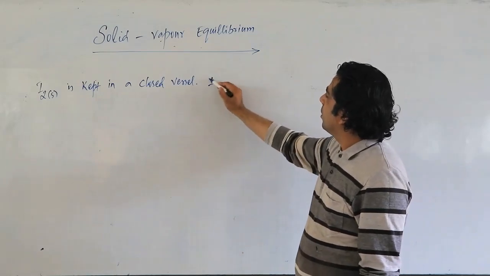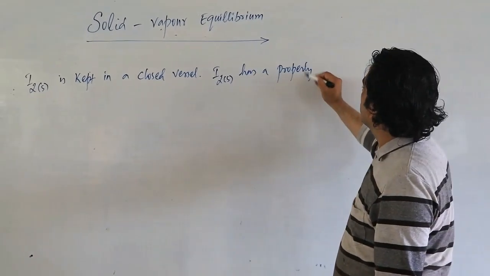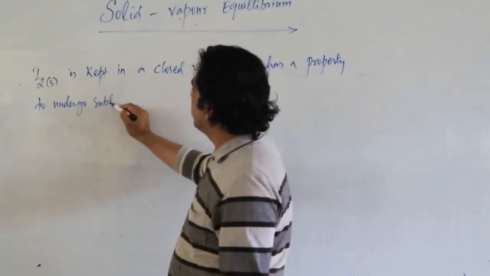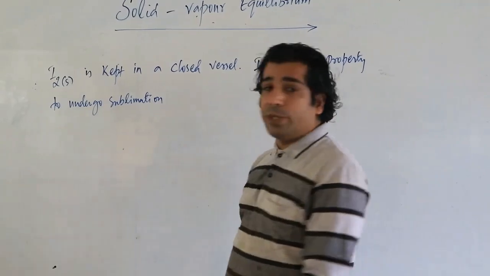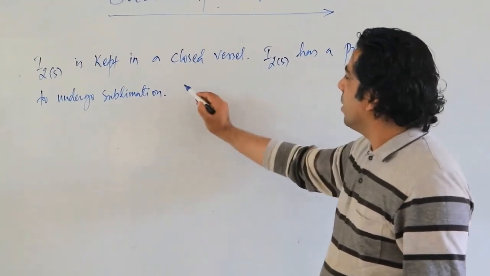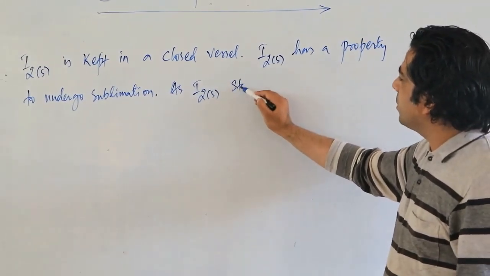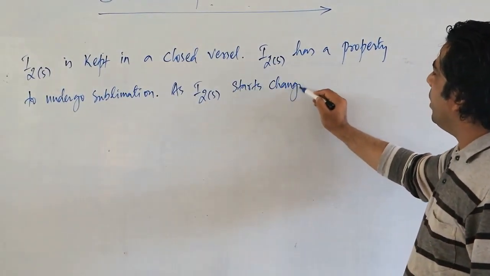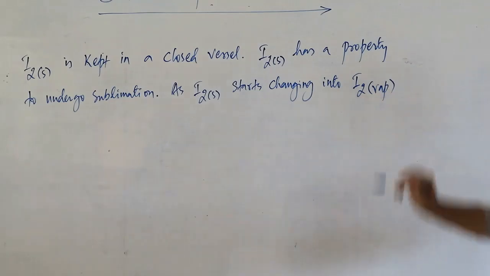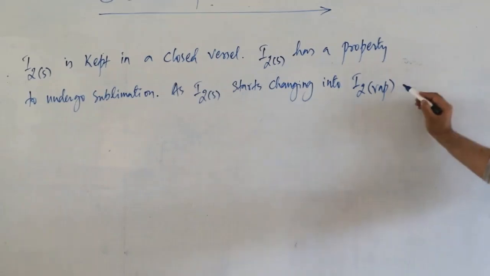Okay? Iodine solid has a property to undergo sublimation. Sublimation means it will change into the vapor state, correct? As iodine solid starts changing into iodine vapors, okay? So during sublimation, iodine solid is changing into iodine vapors.